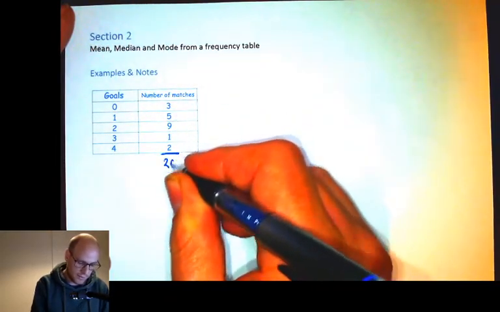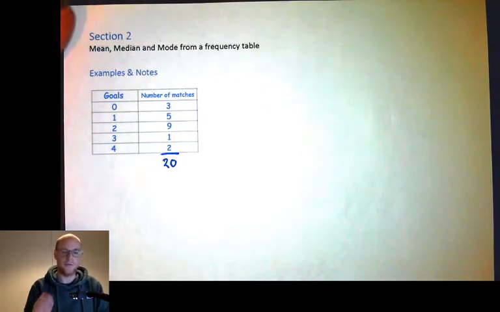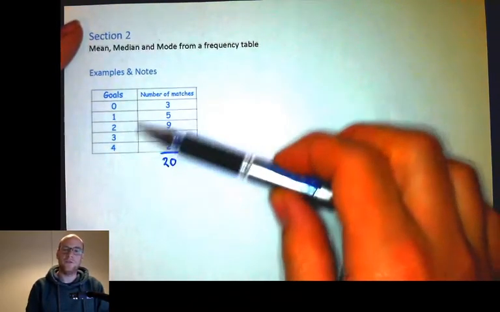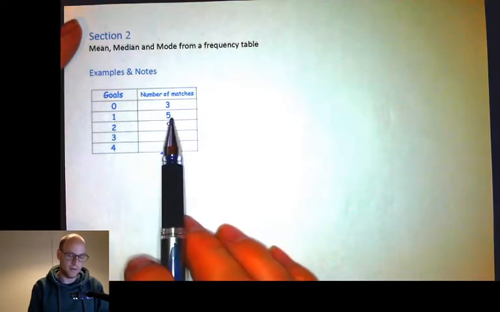So there are 20 bits of data in my list, and they've been summarised in the table rather than writing them all out individually. It's a good job. I wouldn't want to write out 20 numbers. The good thing about a frequency table is that it shortens the list of numbers for you as long as there's lots of repeats. So there are 3 zeros, 5 ones, 9 twos.